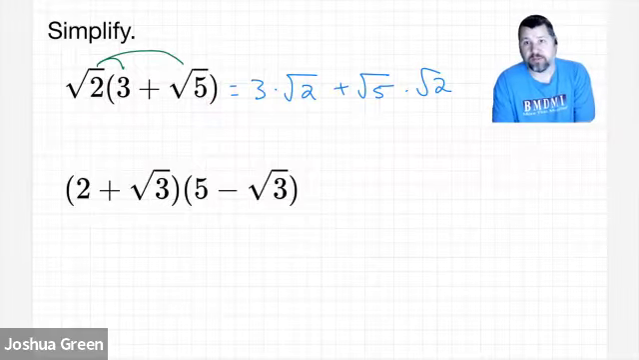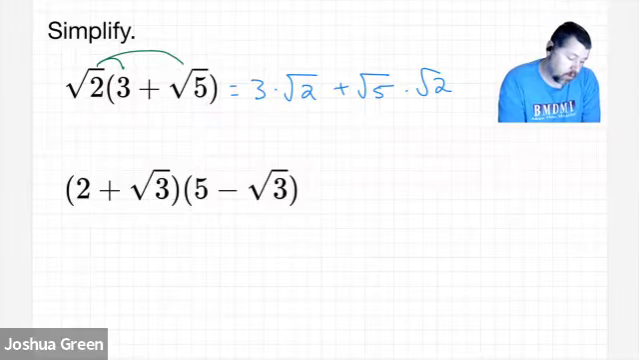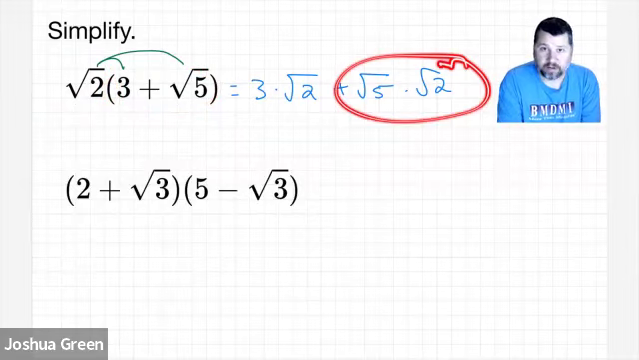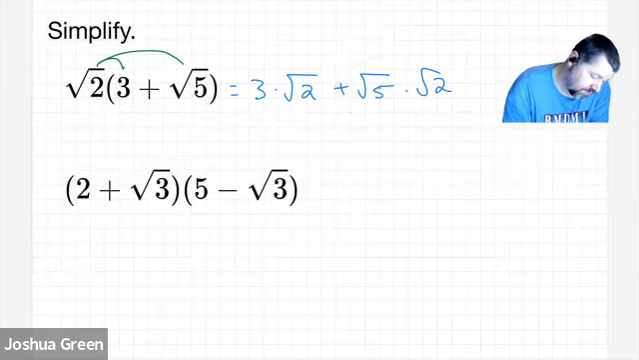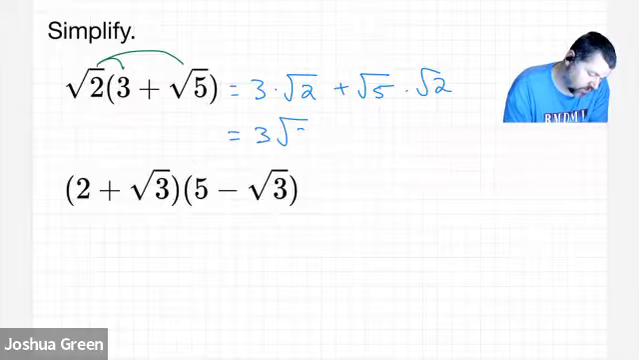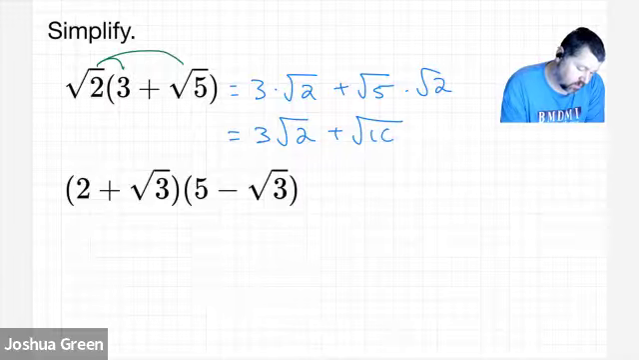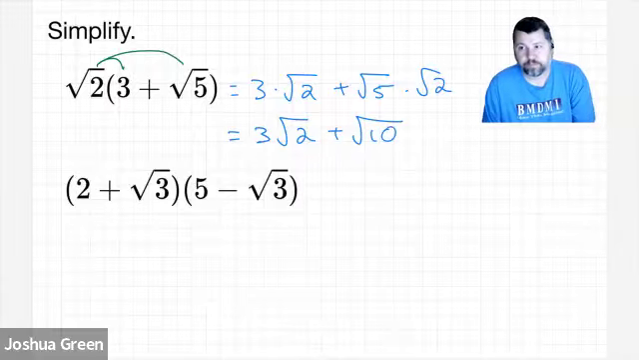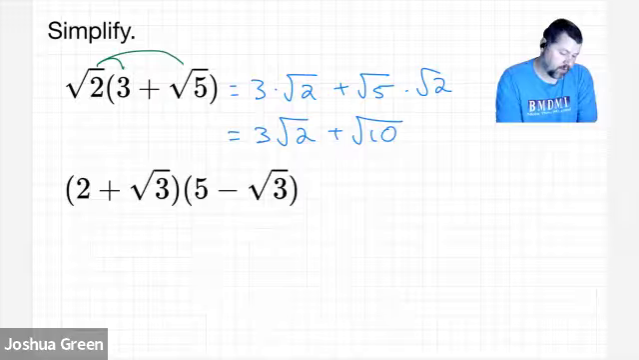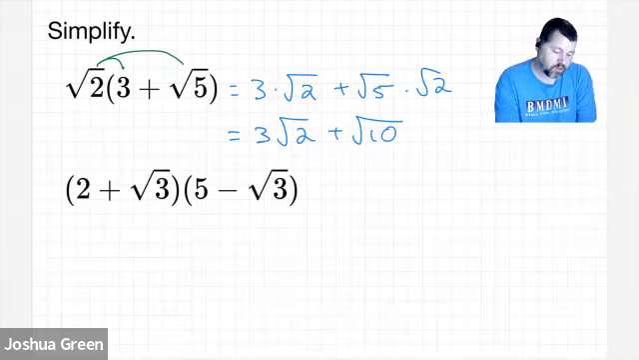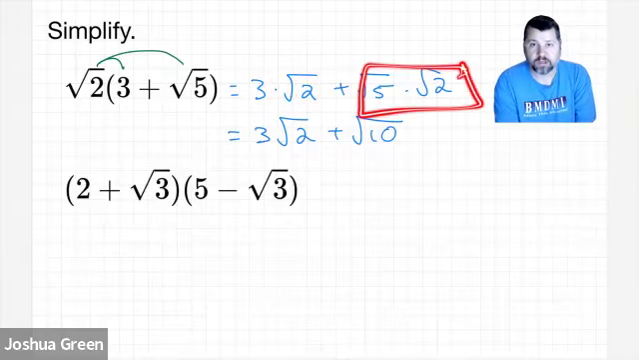Now, going back to the properties that we talked about, we can multiply these two together because they both have a square root. So we're allowed to multiply those two. The first two, however, we're just going to write as 3 square roots of 2 plus square root of 10. So we won't be able to multiply the 3 and 2 together, but we can multiply the 5 and the 2 together because they're both inside a square root.